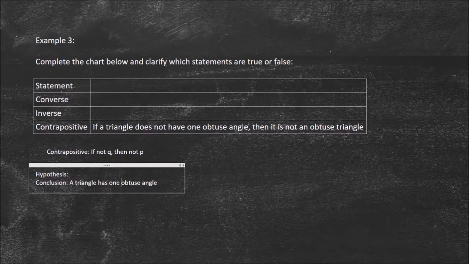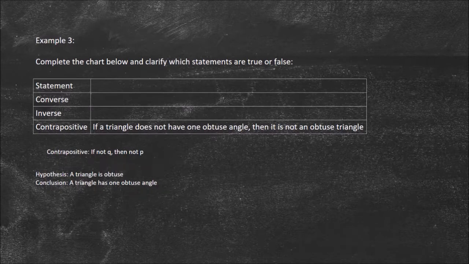is not true. So now we need to get the hypothesis, and that one is "not an obtuse triangle." The opposite of it, if it is not an obtuse triangle, is that a triangle is obtuse. Okay, so now I have the hypothesis and the conclusion.